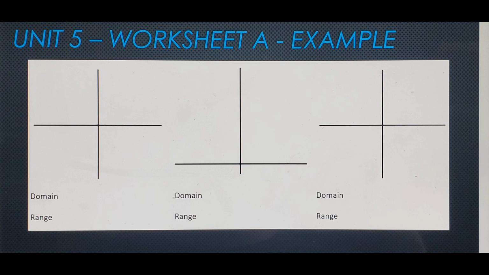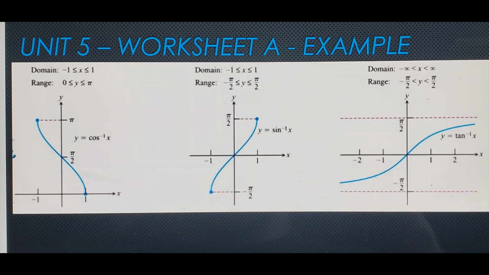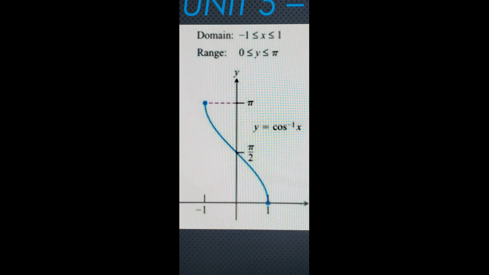Your paper has blank graphs like this, and the domain and range is on there. So this is what you're going to copy down onto there. Cosine is starting at 1, going up, and it ends up at -1 on the other side. So the domain on that, or the x values that we are plugging in, goes from -1 to +1. And the range for that one starts at 0 and goes up to pi. Remember, y is dealing with range and x is dealing with domain.